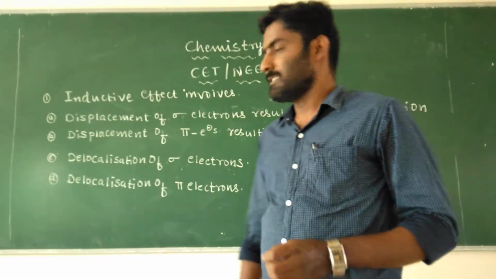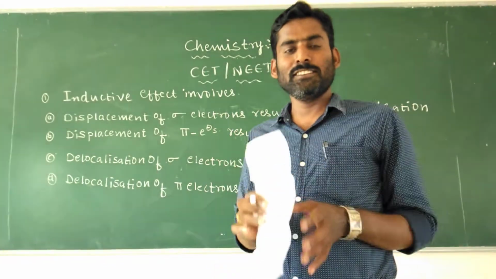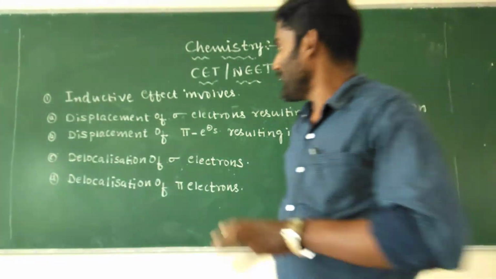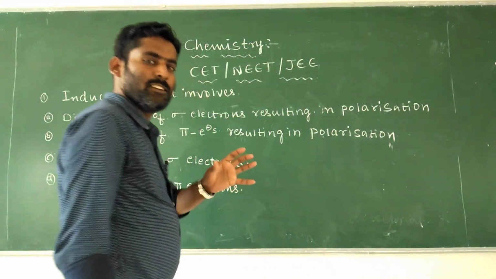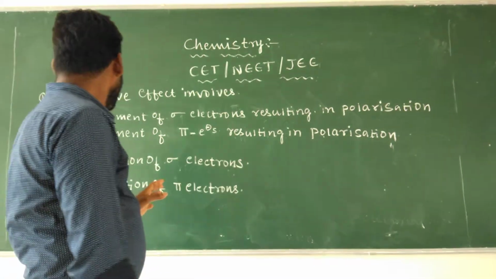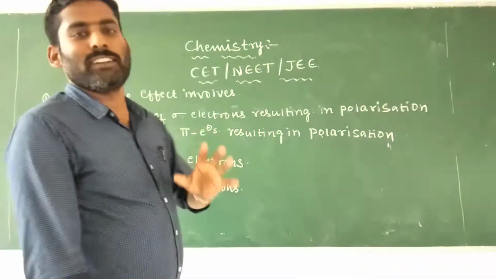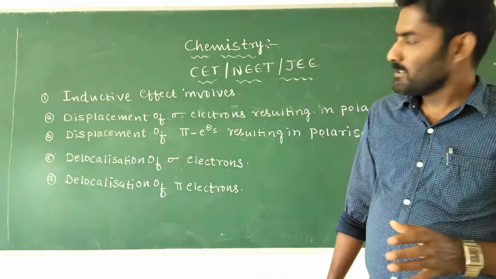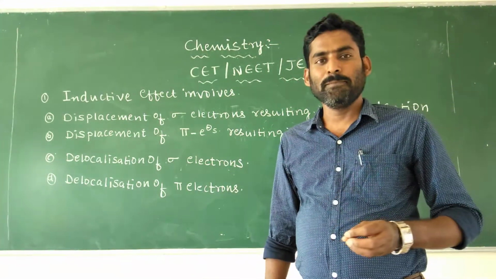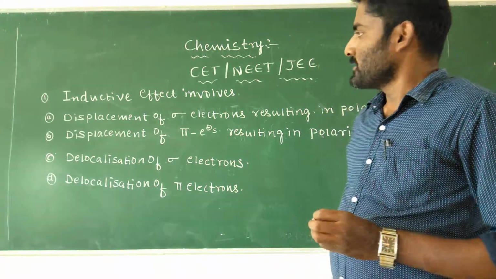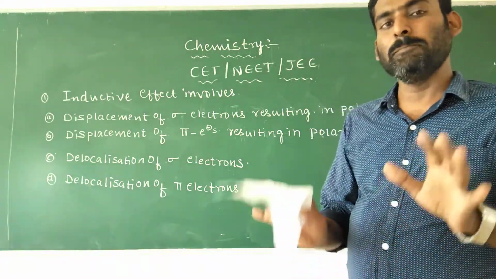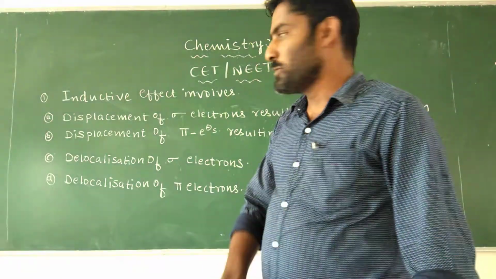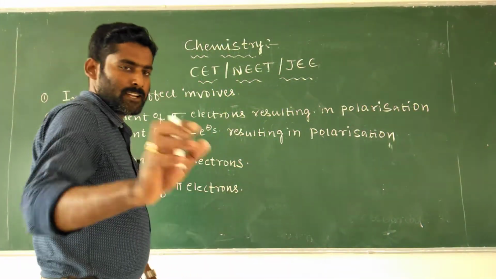So in this class, let us discuss some important CET questions on the electron displacement effects. Electron displacement effects in covalent bond. There are four types of electron displacement effects of covalent bond: inductive effect, resonance effect, electromeric effect and hyperconjugation. Let us discuss one important question on inductive effect.